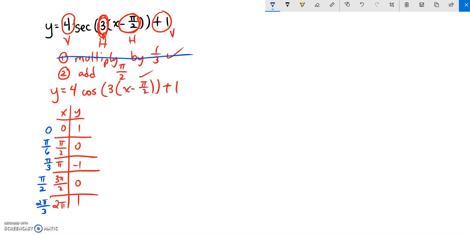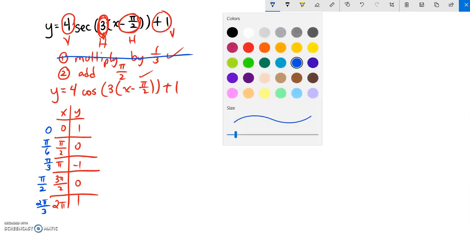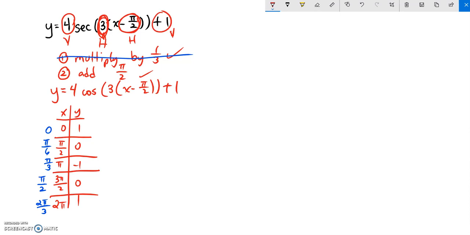The next thing we've got to do is add pi over 2. So if we add pi over 2, 0 plus pi over 2 is pi over 2. Pi over 6 plus pi over 2: we need a common denominator in order to keep going, which means I need to multiply this by 3 over 3 to end up with pi over 6 plus 3 pi over 6, hence 4 pi over 6, which reduces to 2 pi over 3, and that's why this here is 2 pi over 3 now.